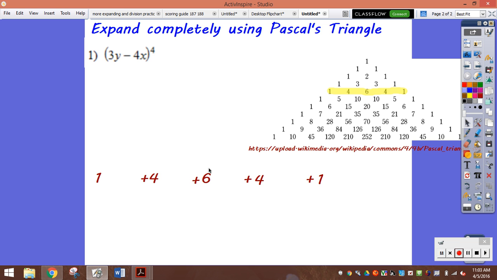And then for each term after that, the exponent goes down by 1. So in this first term, I'd have 3y to the fourth, and then 3y to the third, to the second, to the first, and then to the 0. So let me enter that in.